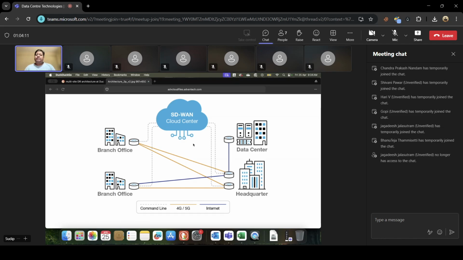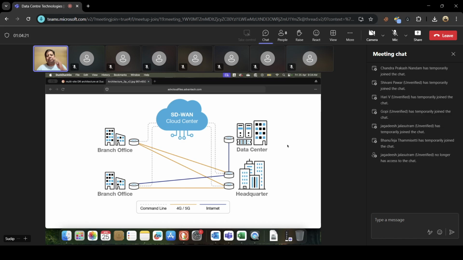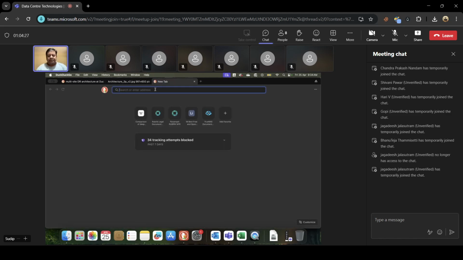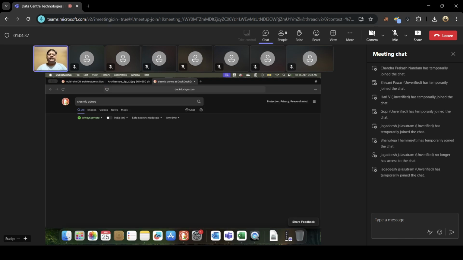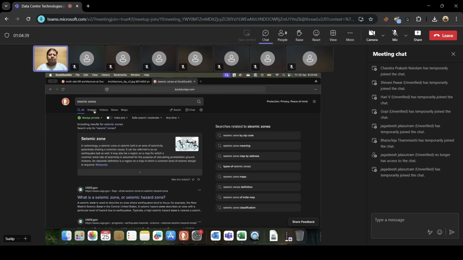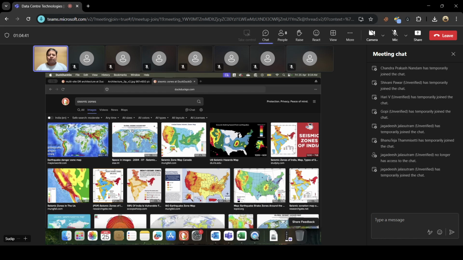And how do we choose where the data centers should be placed? The first thing that you need to understand is seismic zones. What is a seismic zone?